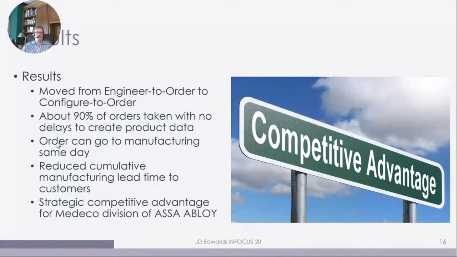The order can go right to manufacturing the same day with a custom parts list and routing, and basically instructions on how to make it. So we reduced the cumulative manufacturing lead time to the customer significantly. There weren't any delays waiting for engineering, for the backlog to clear for something to make it through. We didn't have that. That was gone. They could take an order and boom, they could drop that order down and start making it the same day if they had capacity, of course. So the strategic competitive advantage for Medeco was gained, in that they shortened their manufacturing lead time significantly.